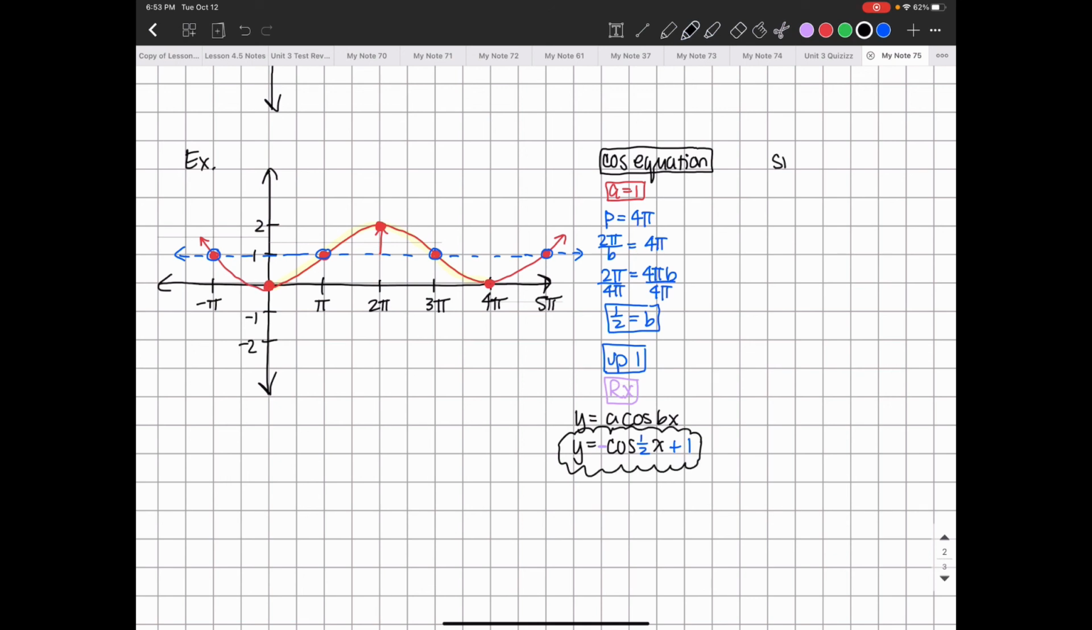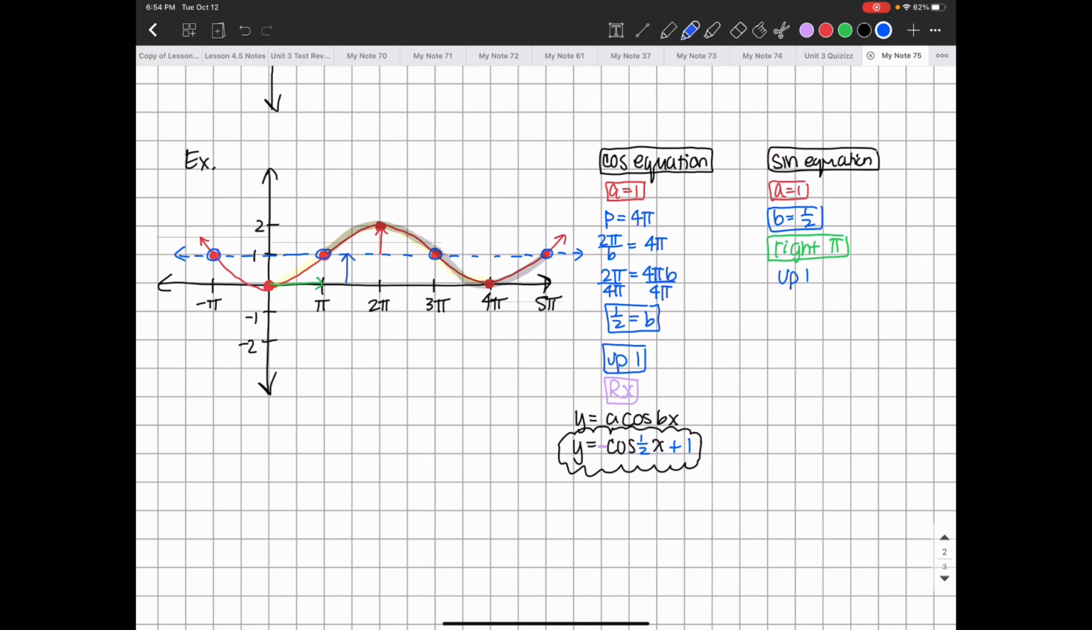I can also write a sine equation for this graph. So let's see what that will look like. I know a is still 1. B is still 1/2. I know I'm still moving up 1, but first I want to look at my horizontal shift. So I'm going to highlight the first S shape that I see, and here's the first S shape that I see. I moved from the y-axis over pi, so pi to the right, so I went right pi. That was my horizontal shift. And then I also went up 1 for all of my points.